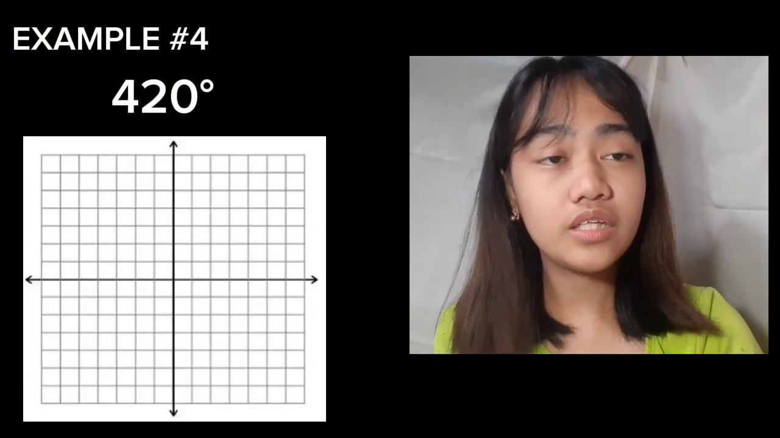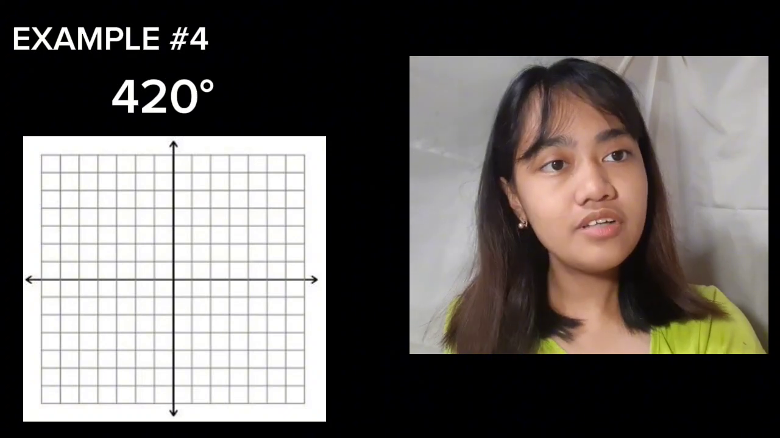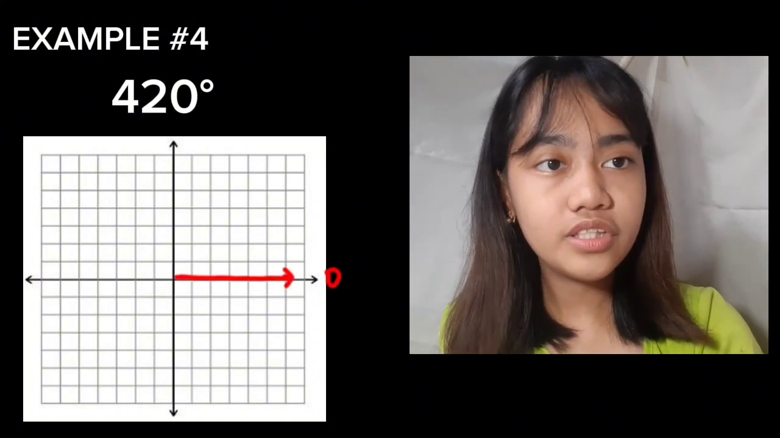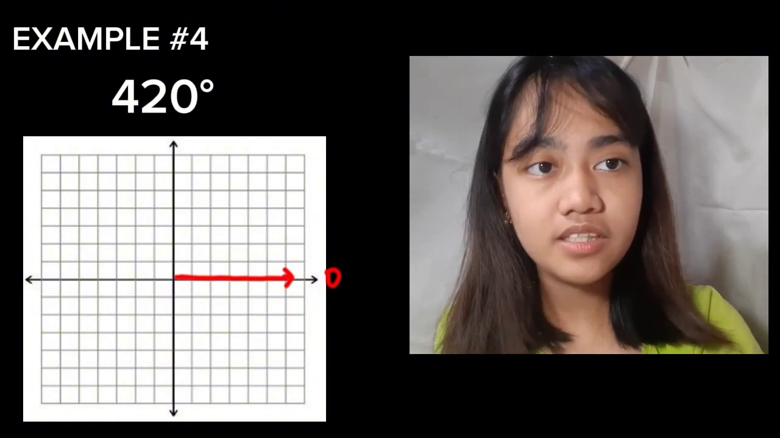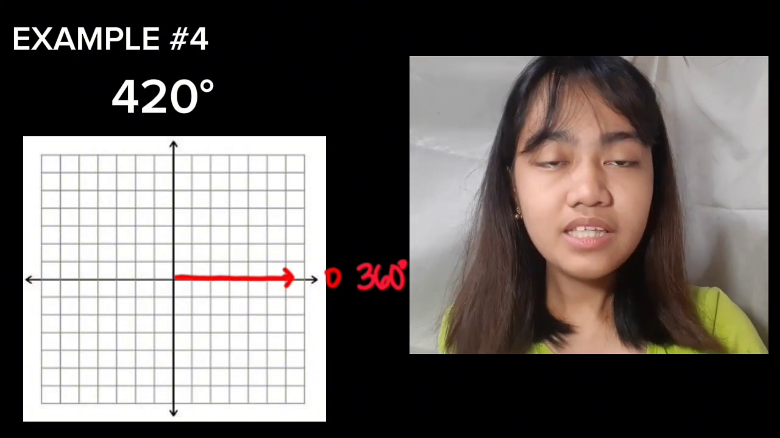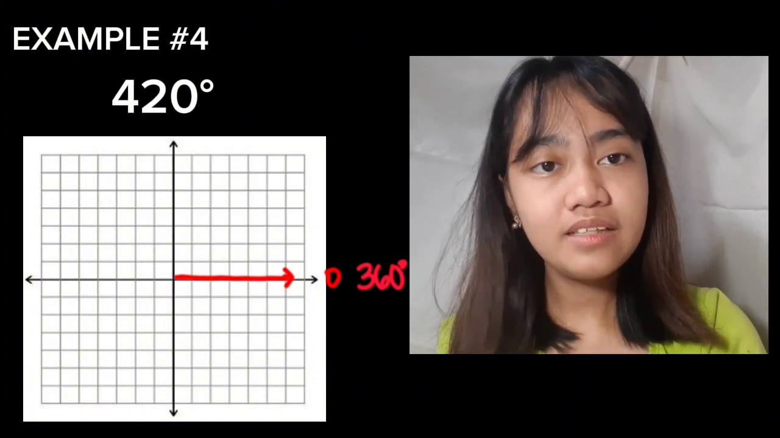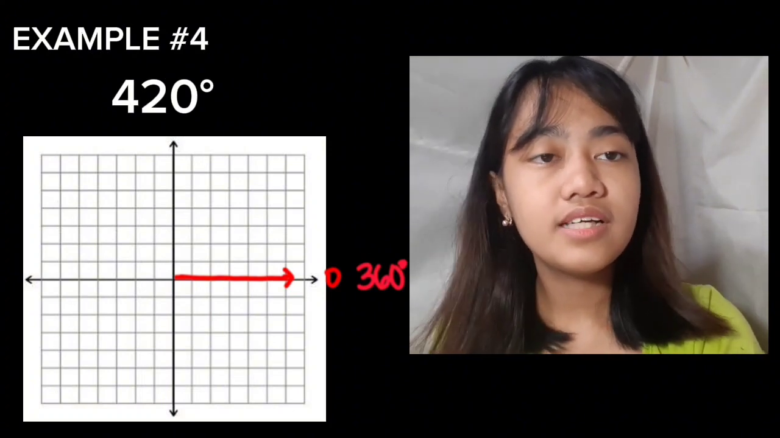Now in the fourth example, the given is 420 degrees. It's a big number, right? So just like before, draw a Cartesian plane first. Now let me tell you a trick so that you won't take time in determining the measurements of each angle. A full revolution is equal to 360 degrees. So if you start from 0 and complete a full revolution, it will point again to the same arrow. We can now conclude that this measures 360 degrees. But the given is 420. What do we need to do? First, subtract 360 degrees from 420 degrees. You will get 60.